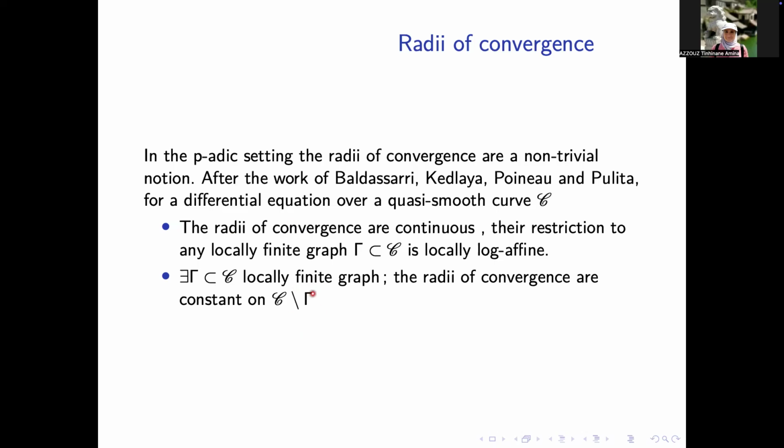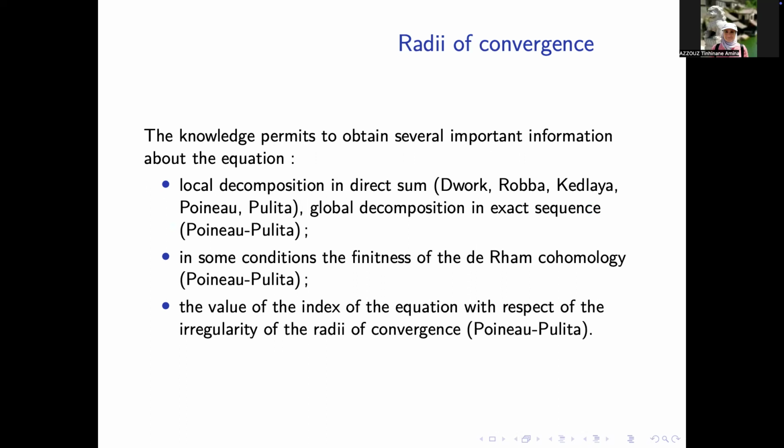Then this property of the radius of convergence permits us to obtain several important pieces of information about the equation. The first one is that, as I said before, we can decompose with respect to the radius of convergence. Then we have a local decomposition in direct sum. This one only concerns the spectral radius of convergence. With respect to the spectral radius of convergence, we have a local decomposition in direct sum.